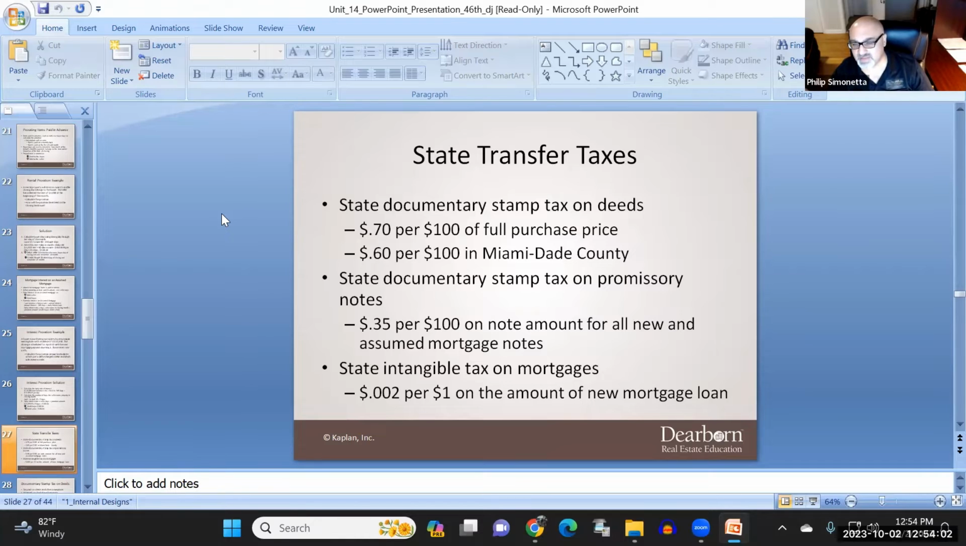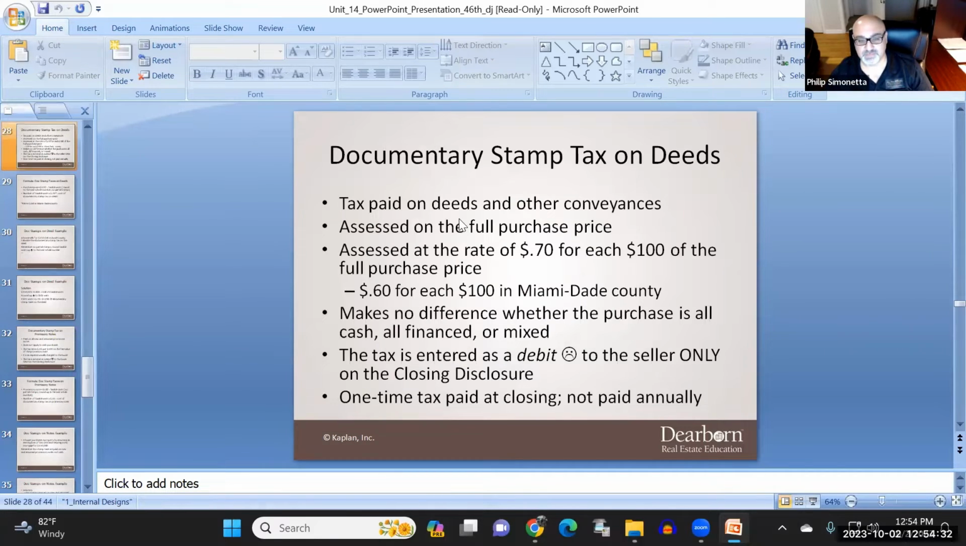So you have your state doc stamps on tax deeds, 70 cents per $100 of the full purchase price, 60 cents in Miami-Dade. State doc stamps on promissory notes. Okay. 35 cents per 100 on the note amount for all new and assumed mortgage notes. And state intangible tax on mortgages, 0.002 per $1 of the new mortgage loan, not assumed, new. Okay, so let's look at this.